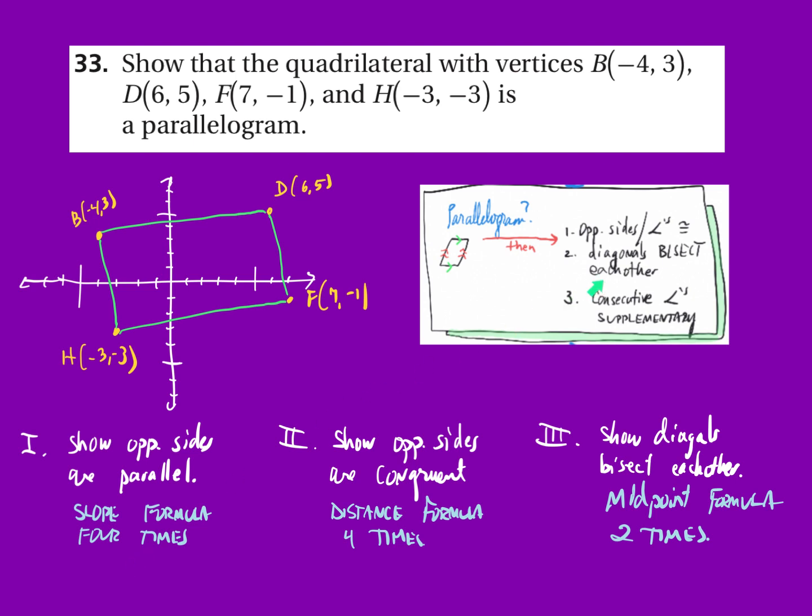Another way we could show that it's a parallelogram is if we show that the diagonals bisect each other. Right. And how do you do that? We'd use the midpoint formula. We'd find the midpoint of this diagonal and this one, and if they were the same, then they bisected each other, and that would prove it was a parallelogram.